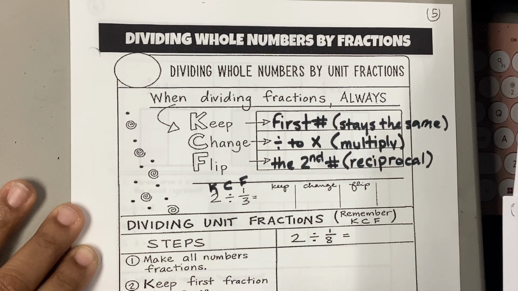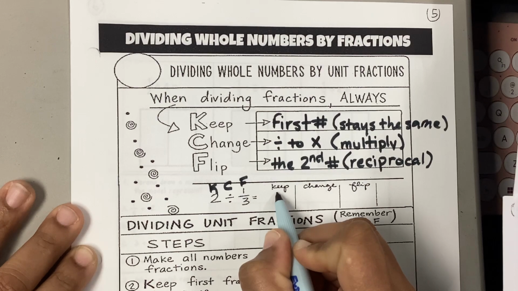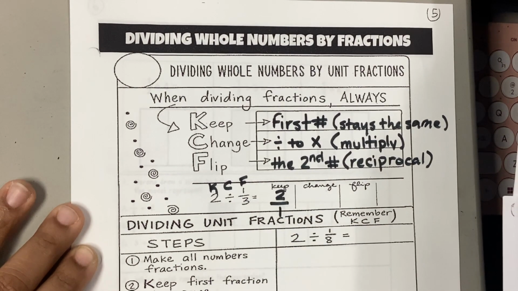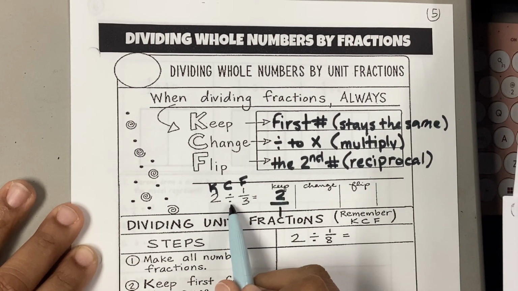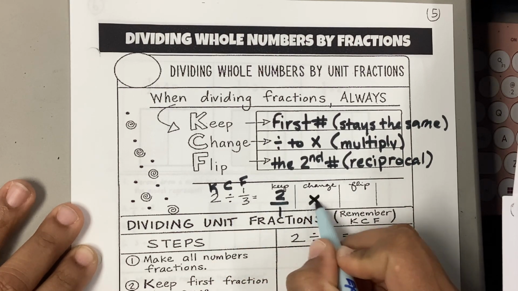But by keeping it the same, we're going to make it a fraction, just like we did in multiplication, by putting it over the number 1. Because this is still a whole number 2, just as a fraction. Now we're going to change this division sign to a multiplication sign. So we're going to multiply.